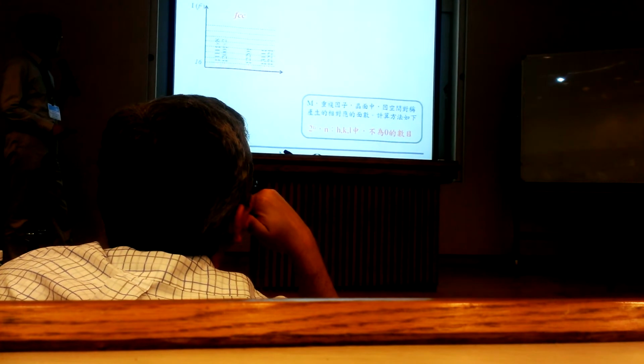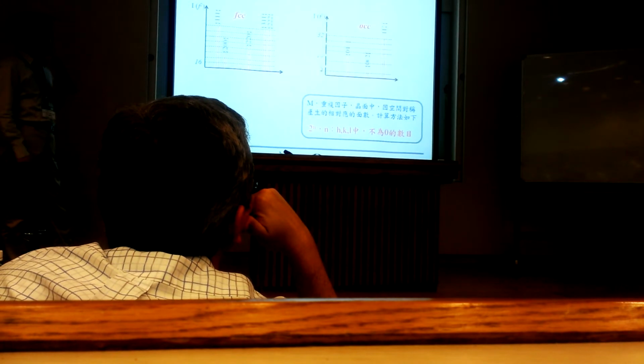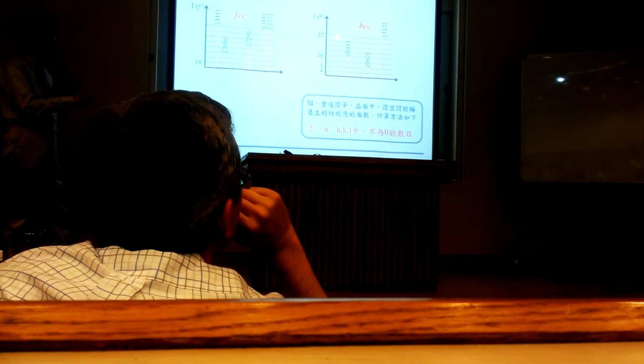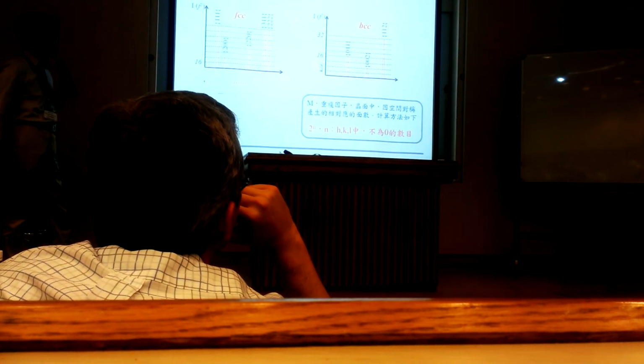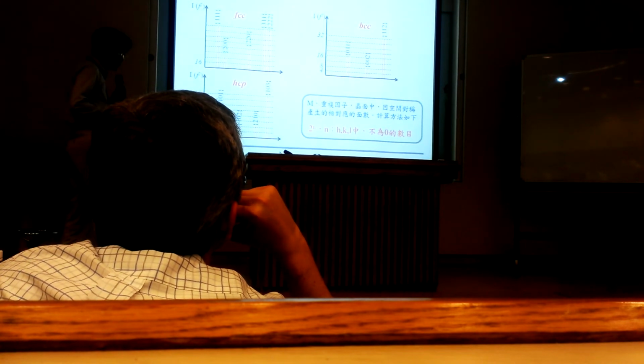So if we take into consideration the multiplicity, the FCC structure would give you a different distribution of the peak intensity. We can see, if you consider the multiplicity, the peak intensity would look like this, and this would be BCC. If you remember, the BCC has the same intensity at a different angle, but now they are different, and this is HCP.